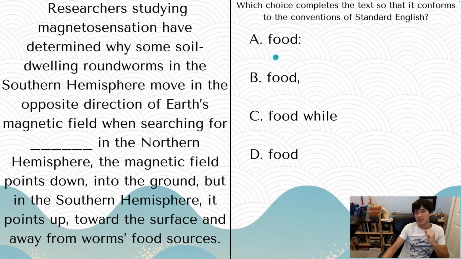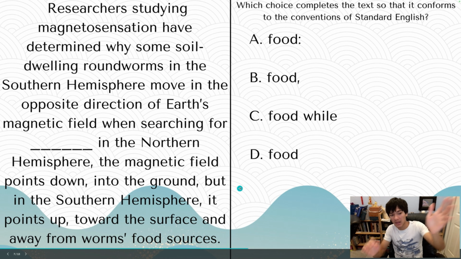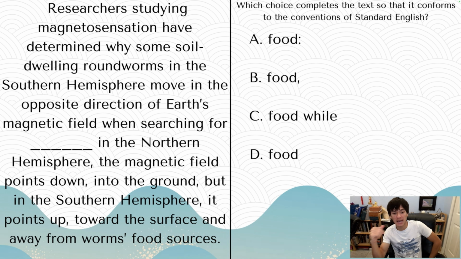Why is A correct then? Because A is a colon. And I stated earlier that this is a declaration. It is telling you that in the northern hemisphere the magnetic field points down, but in the southern hemisphere it points up. That is a declaration. And colons precede declarations. So that would mean A is the correct option here. And the comma is simply used to separate the items in the declaration.